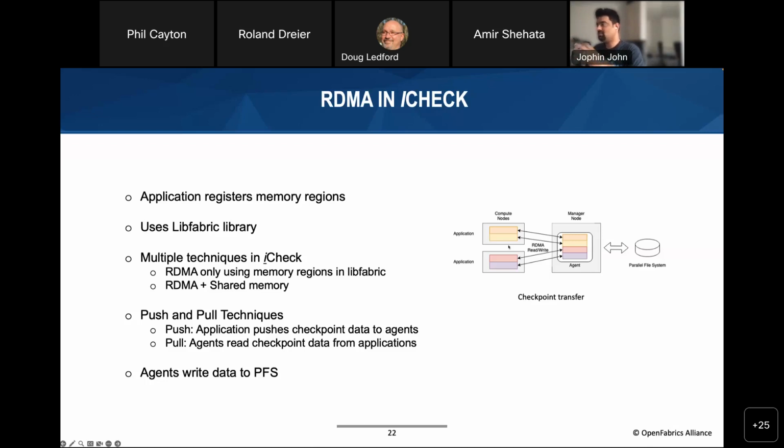So basically, once the whole thing is configured, we perform the key exchange, and the memory registration is done. Then you can do the checkpoint transfer. There are two techniques provided by iCheck for that, push and pull. In the push technique, the application can write directly into the memory of agents using RDMA, while in the pull technique, agents can read the checkpoints directly from the application memory. And then the agents can write the data into the parallel file system.